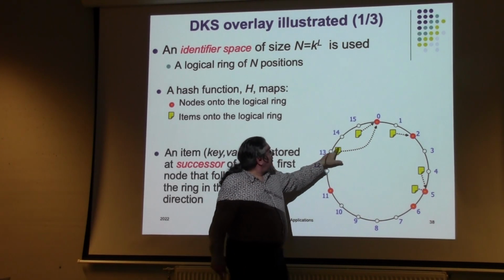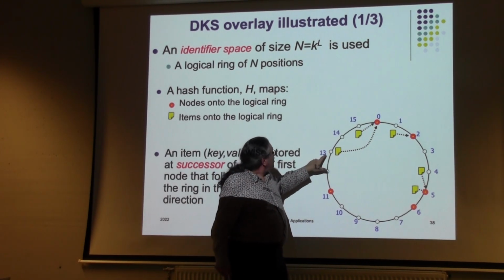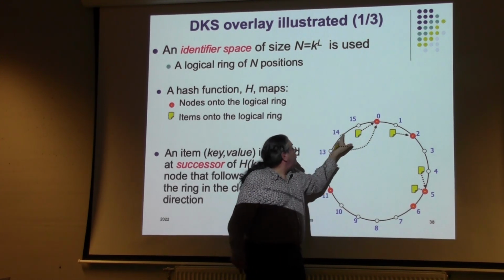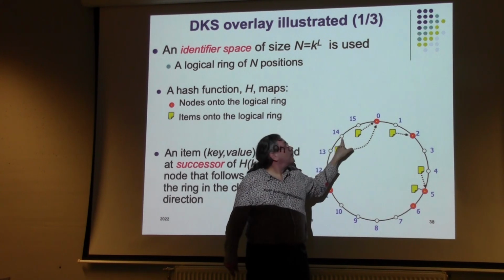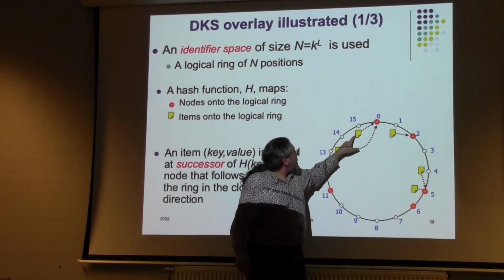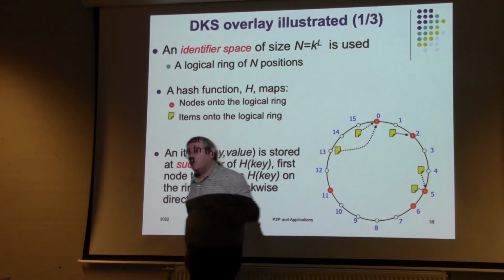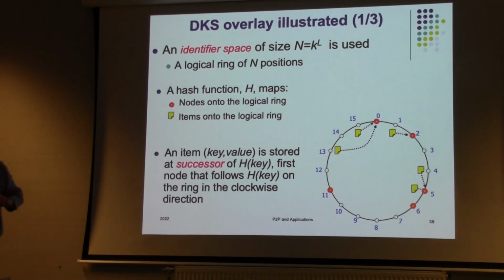So this file, which has a hash of 13, will be stored at node 0, because there's a computer there. At 14 and 15, there's nothing there. The file that hashes to 15 will also be stored at 0. So that's the same as Chord.